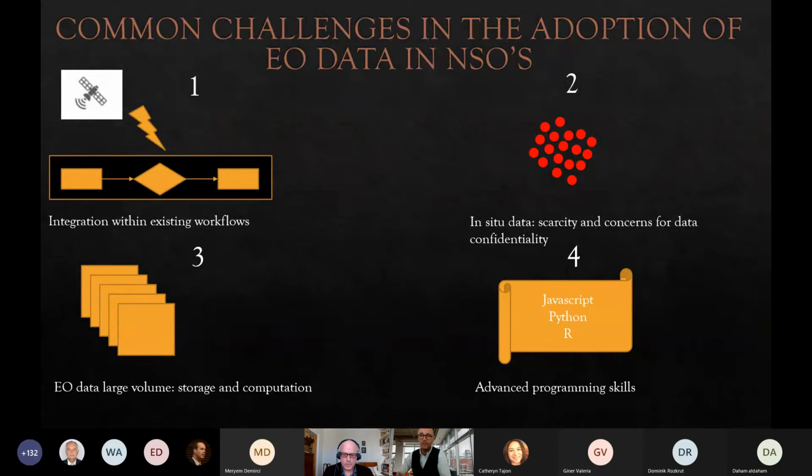Third, Earth observation data comes with a huge volume of data, and this has a direct impact on storage and computation. The higher the resolution of the satellite data, the more exponentially your storage and computation costs increase. Finally, the skills that are required, so Python coding and R coding, are quite advanced. So this makes it quite a barrier, let's say, to adopting this new technology.